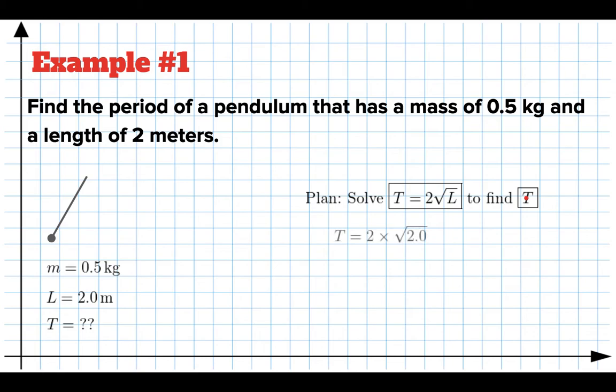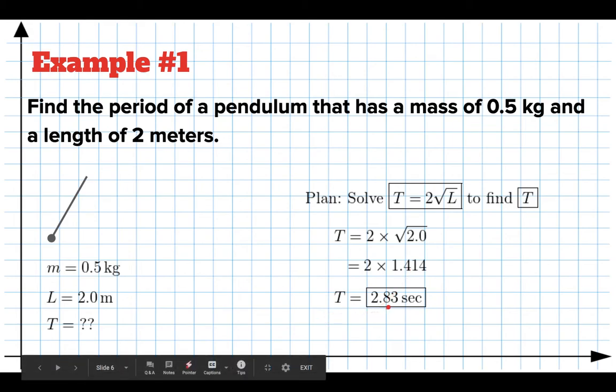So to do that, all you got to do is take 2 times the square root of the length, or 2 times the square root of 2, because the length was 2. So on your calculator, take the square root of 2, that's 1.414, and we're going to multiply it by 2. So take 2 times 1.414, and you get about 2.83. All right? So our equation tells us that the period of a pendulum is 2.83 seconds when the length is 2 meters.